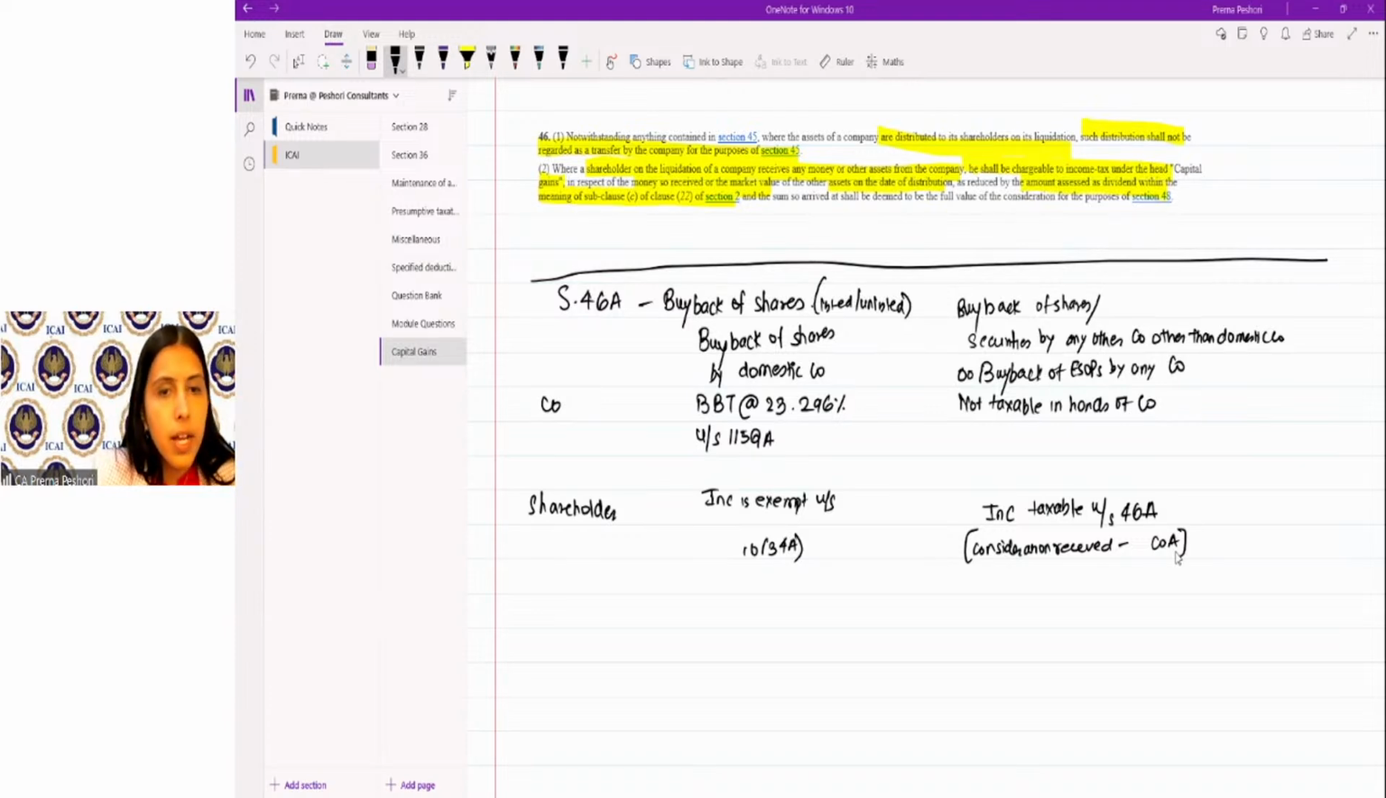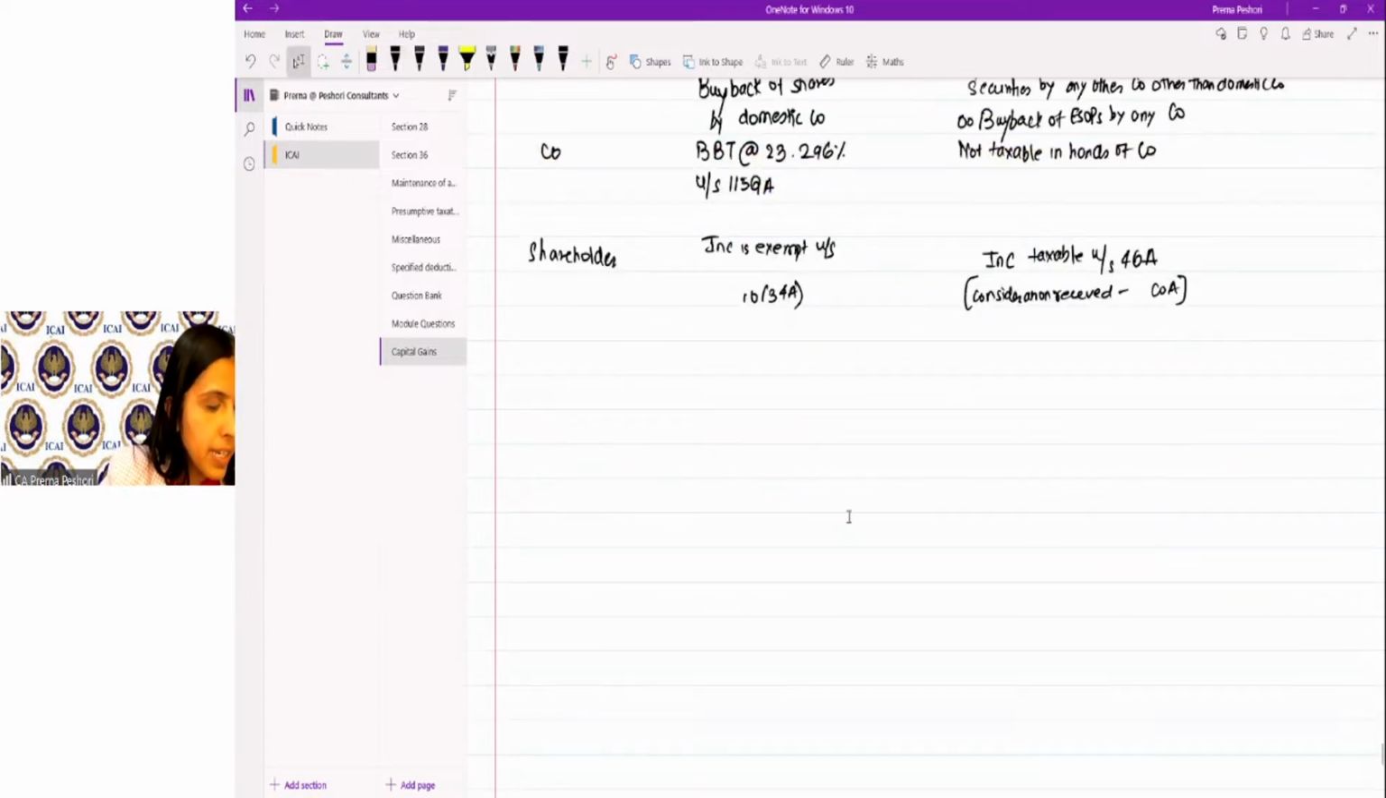Okay. Now I'm turning towards the different shares and securities, or different instruments and intangibles. So before that, understand one thing very carefully. We are moving towards the capital gain on various instruments and intangibles.